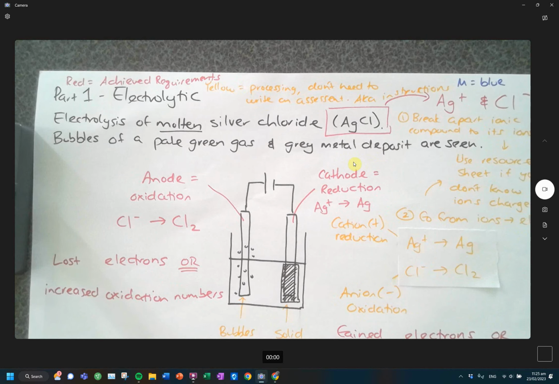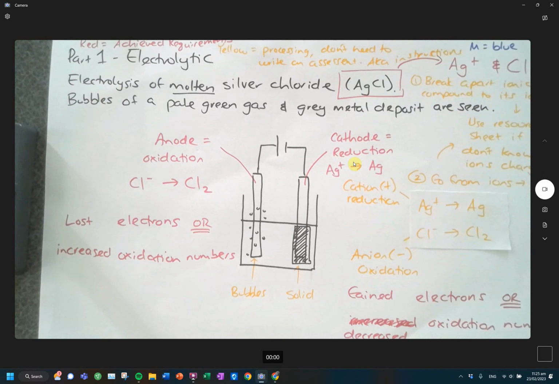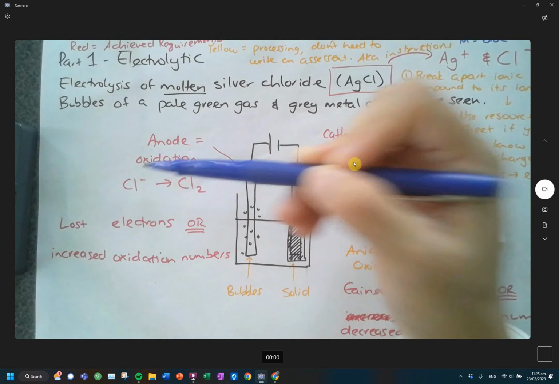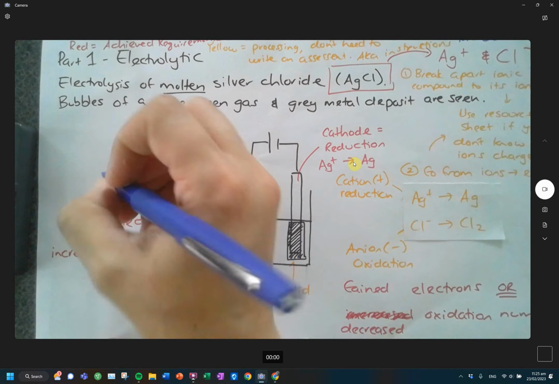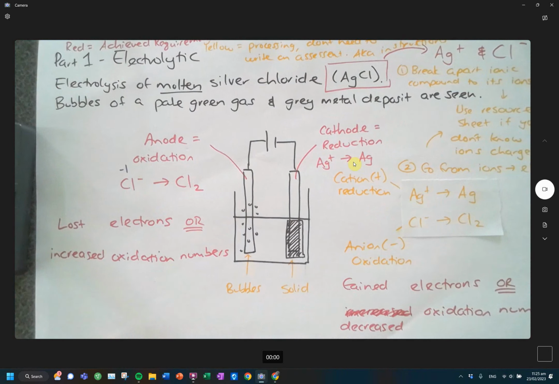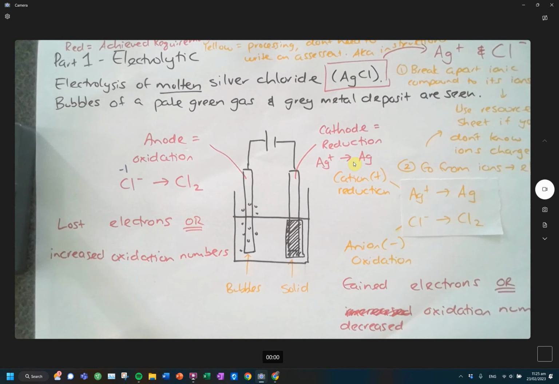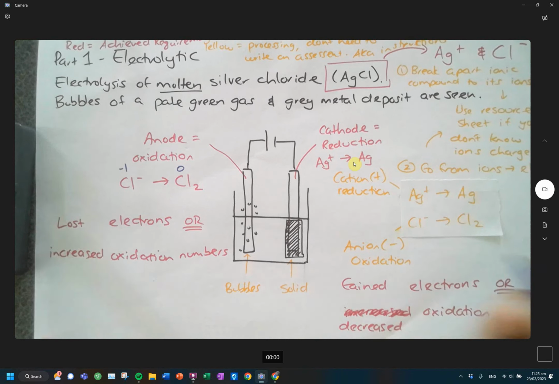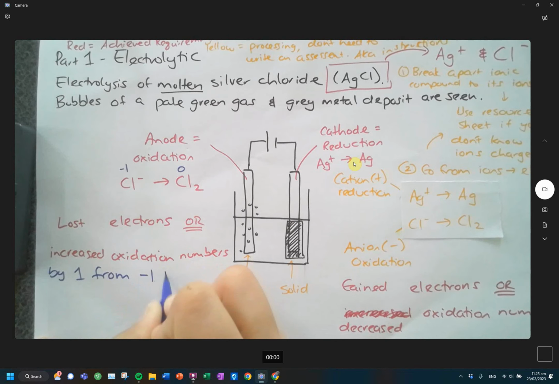So when it comes to the merit, what I am looking for is that you are talking about the change in oxidation numbers. In this case, my chloride, we see its charge, and its oxidation number initially is -1. Then I'm going to the element. So the oxidation number now is what? 0. So if I want to add more detail, this has increased oxidation number by how many? By 1, from -1 to 0.